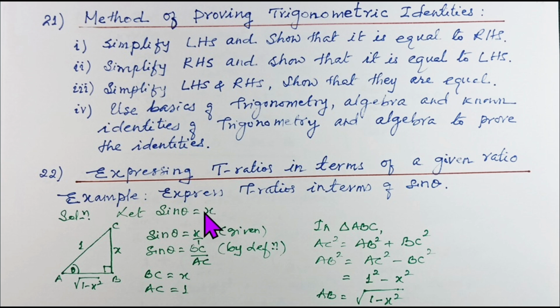If sin theta is equal to x, then sin theta is BC by AC, and that is x upon 1. Therefore BC is x and AC is 1. By the Pythagoras theorem we can find AB. AC square is equal to AB square plus BC square, so AB square is equal to AC square minus BC square, that is 1 square minus x square. So AB is equal to root of 1 minus x square. Now we have the lengths of all three sides of the right angle triangle. Now we can go for expressing the other trigonometric ratios in terms of sin theta.